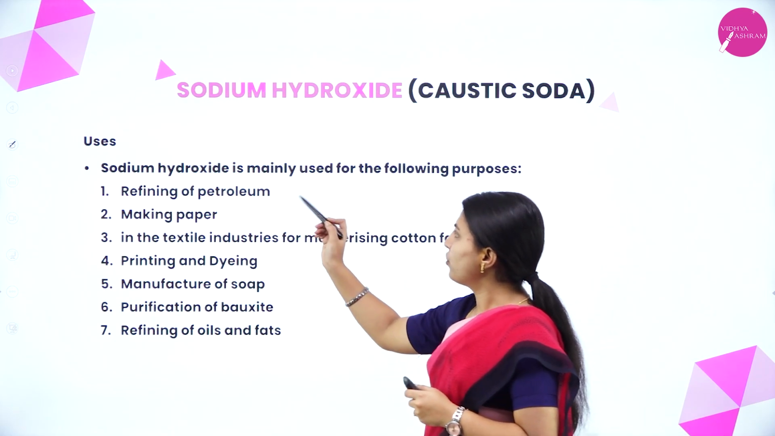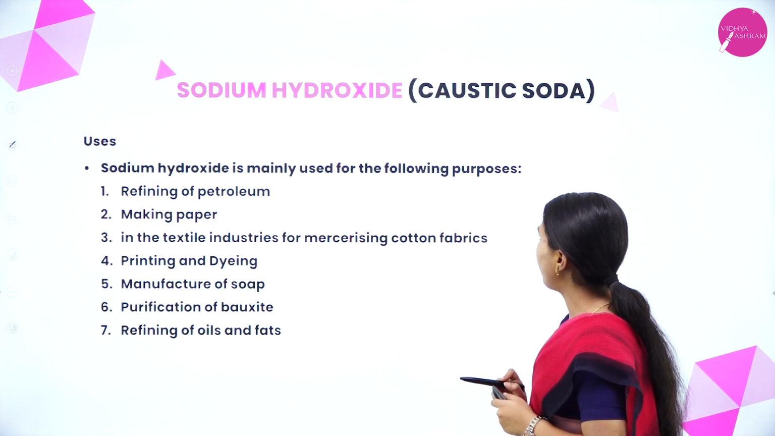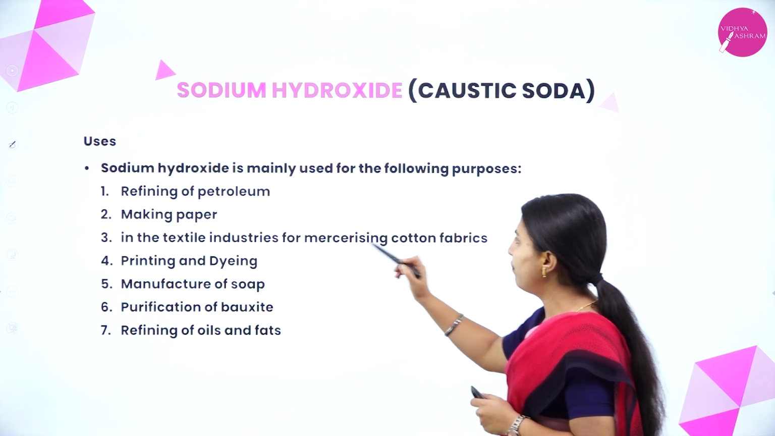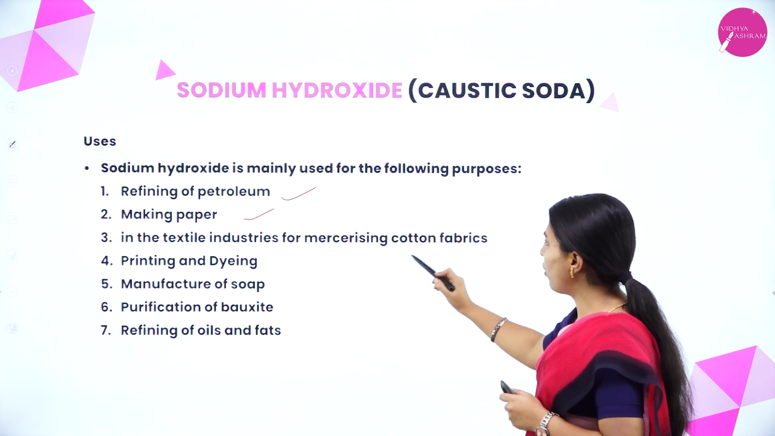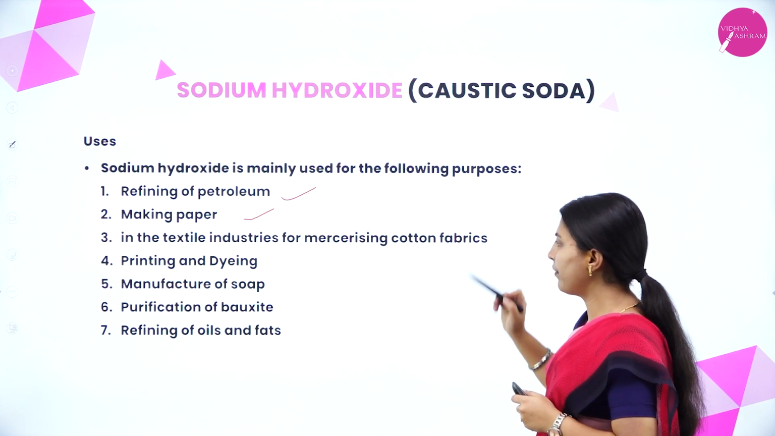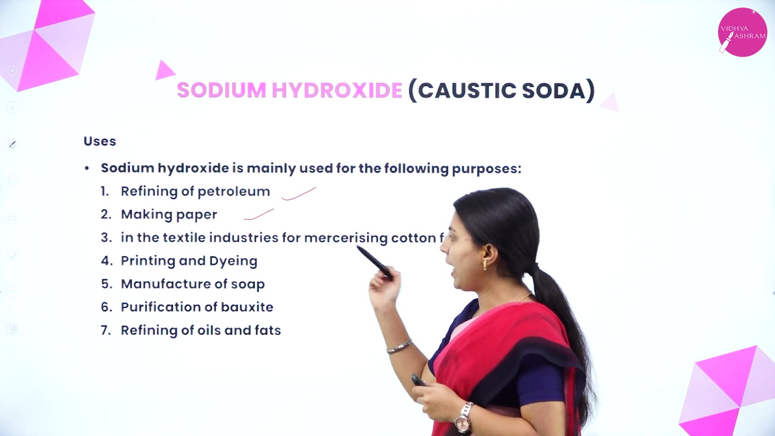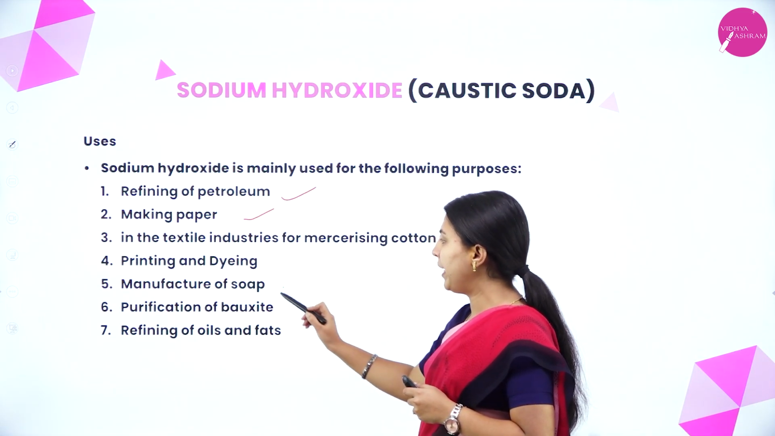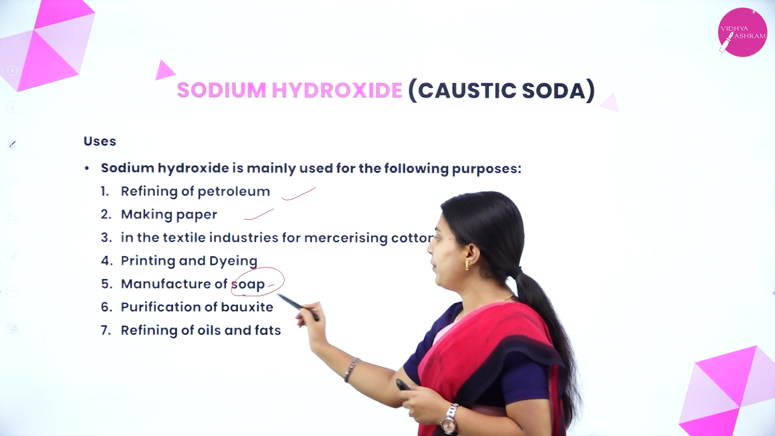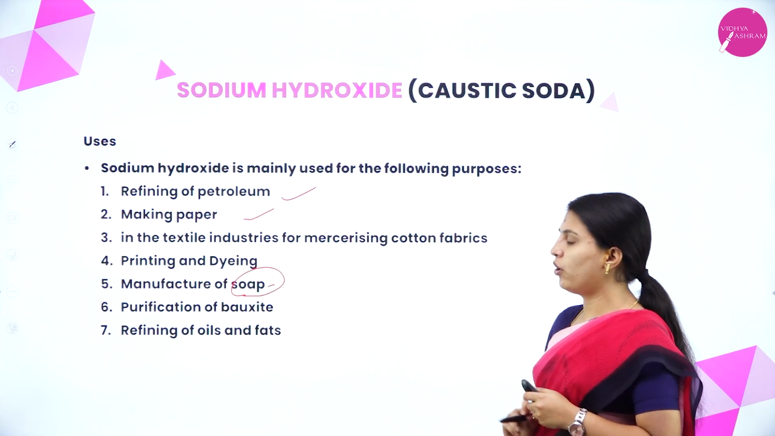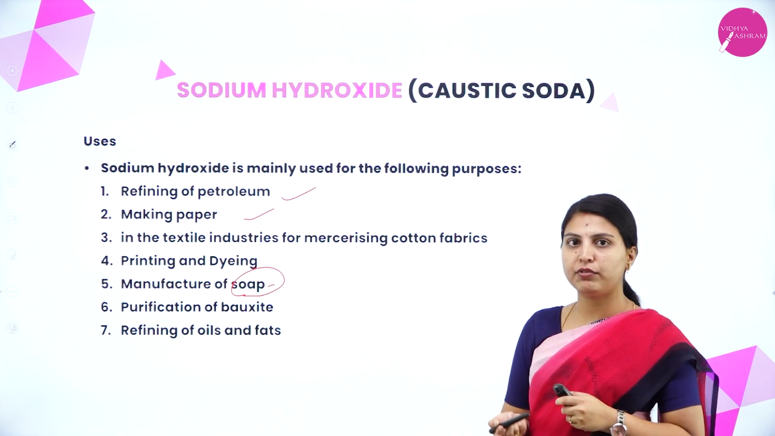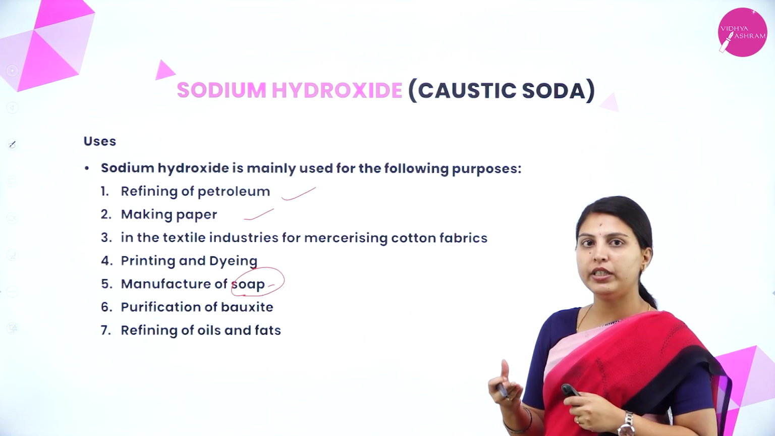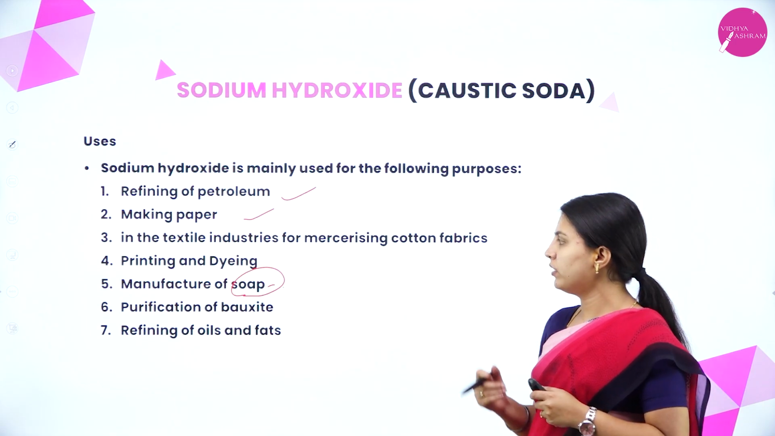Uses: sodium hydroxide is mainly used for the following purposes: refining of petroleum, making paper, in the textile industries for mercerising cotton fabrics, printing and dyeing, manufacture of soap, mainly this industry, purification of bauxite, refining of oils and fats. These are the uses. Before only we have told sodium hydroxide has many uses.